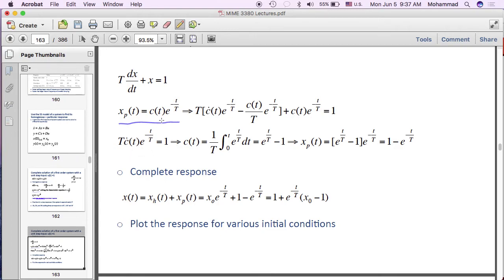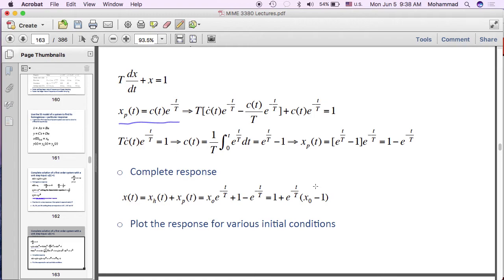And in order to find c of t, which is necessary to find the actual response, you need to integrate c dot t. So if we integrate c dot t, we find this function. And again, it's no surprise that we get the exact same form as we got for the homogeneous response. Now, the complete response is the addition of homogeneous and particular response. So if you put them together, you find this form of response.